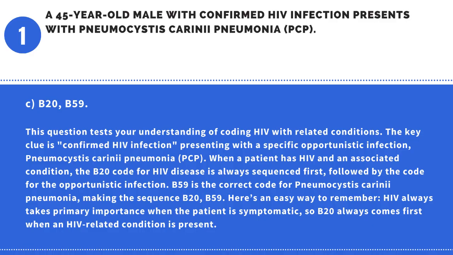Here's an easy way to remember. HIV always takes primary importance when the patient is symptomatic, so B20 always comes first when an HIV-related condition is present.